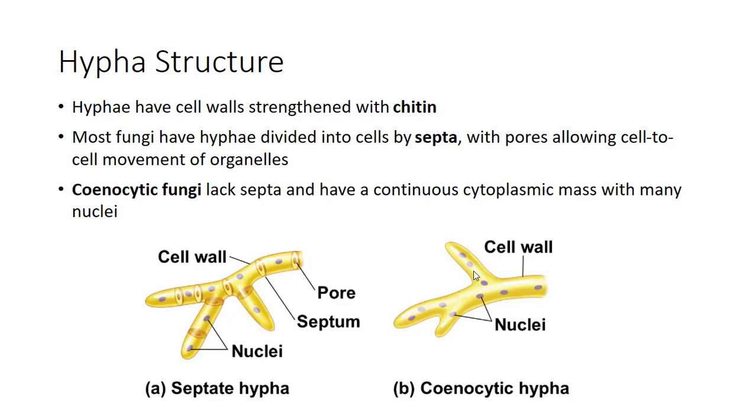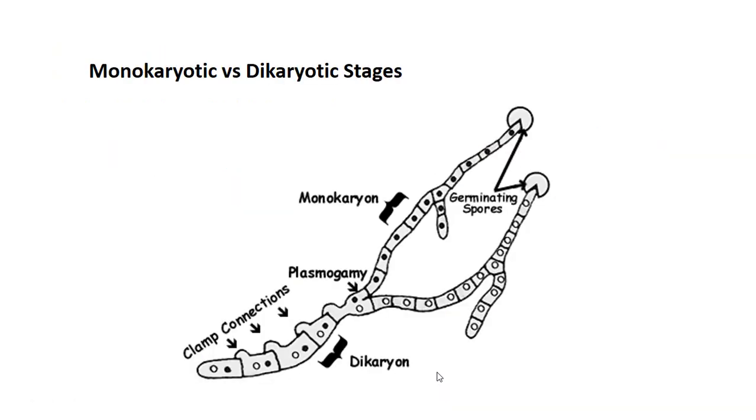We call these hyphae cenocytic hyphae. This is the name right here at the bottom. So cenocytic hyphae as opposed to septate hyphae. Now, the hyphae that have septa can be in two different stages that we call monokaryotic and dikaryotic. Karyo means nucleus. So the monokaryotic stage would be a stage where there's only one nucleus, and the dikaryotic stage would be a stage with two nuclei.